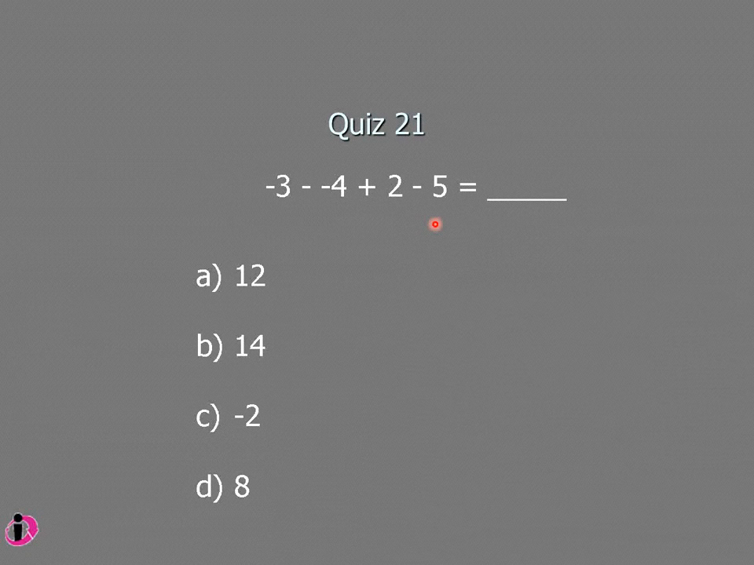This is what? 3? Because negative 3 plus 4 is what? 1. 1 plus 2 is 3. 3 minus 5. They have different signs. Subtraction. You keep the sign, so it will be negative 2. Right answer is C.